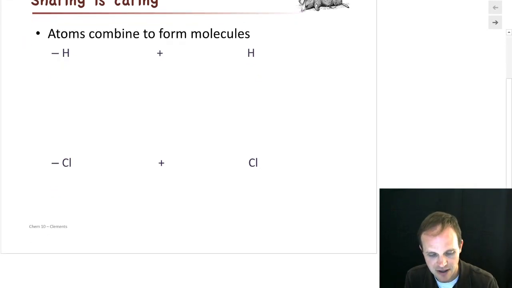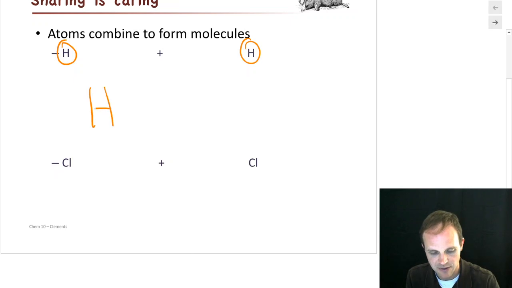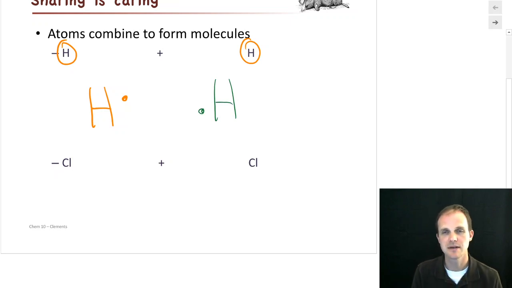So if we have a non-metal and a non-metal, like here we've got hydrogen and hydrogen, both non-metals. What do we know about hydrogen? It's just got one electron. What do those guys do? Well, is hydrogen going to give away an electron to hydrogen? No, right? Why would he give away an electron? Who would give away the electron? Who would take the electron?